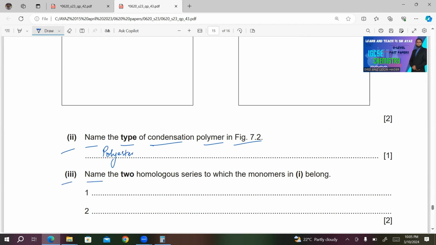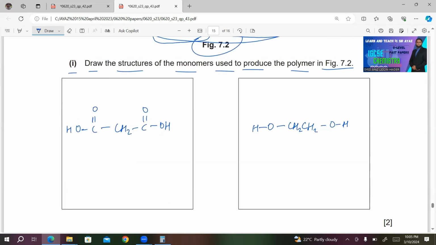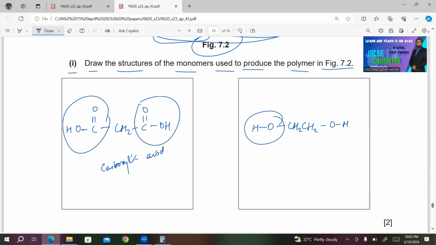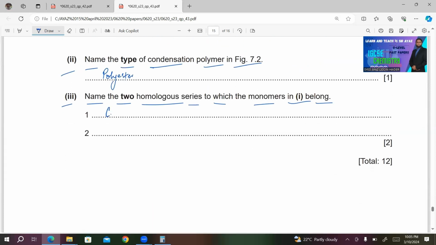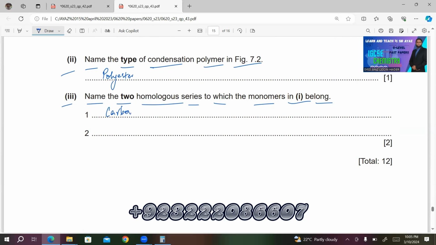Number 3, name the two homologous series to which the monomers in 1 belong. Look at the monomers. If you look at the functional group in this one, you have the carboxylic group, carboxylic acid. What about this one? This one belongs to alcohols. So we have carboxylic acids and alcohols.